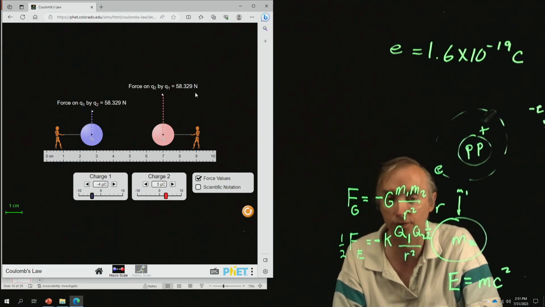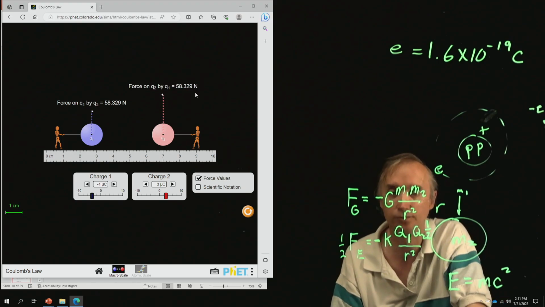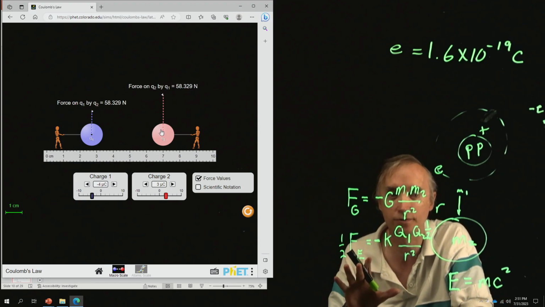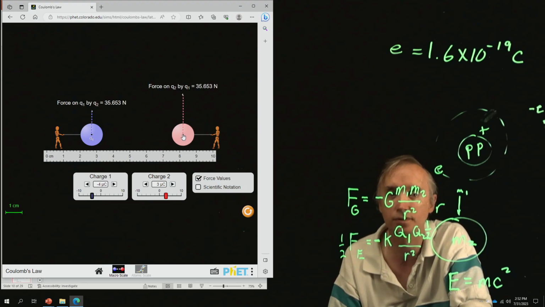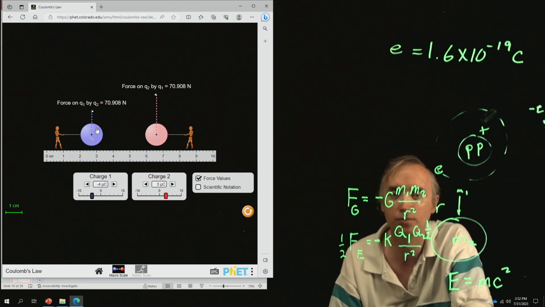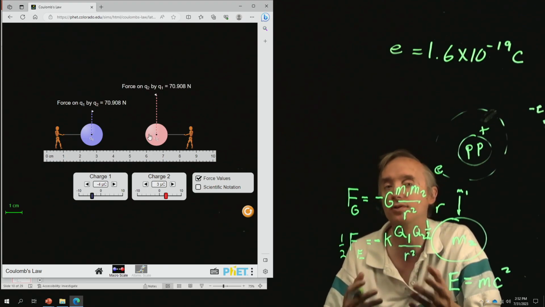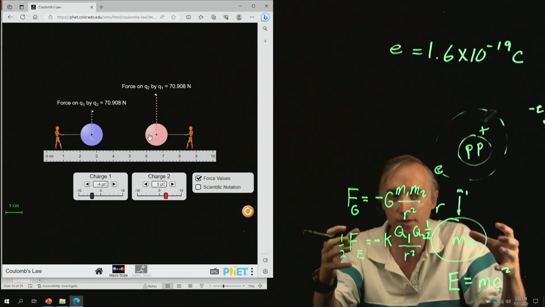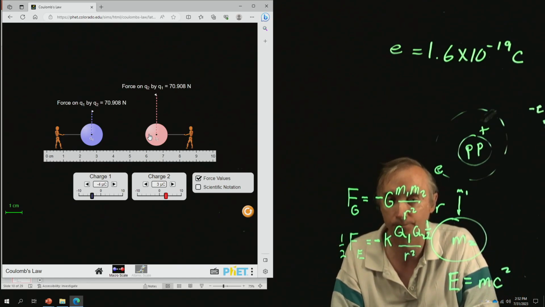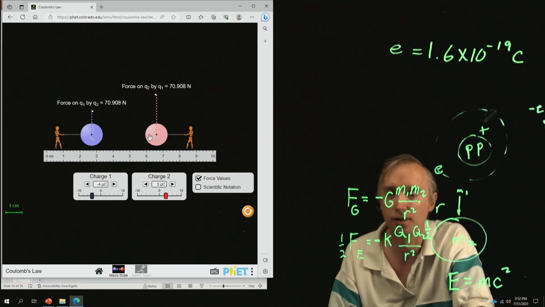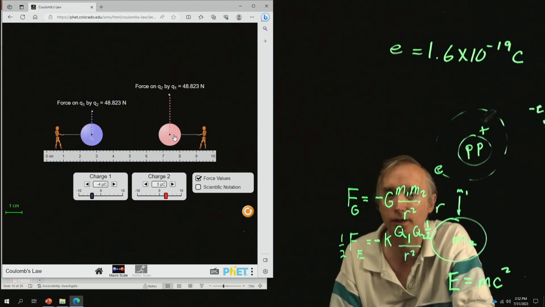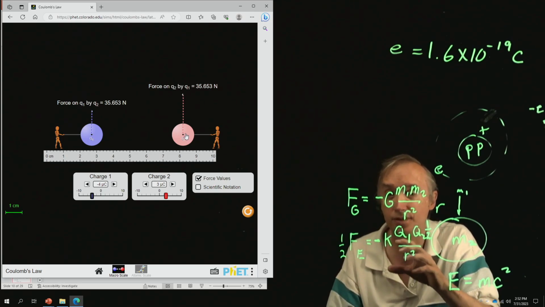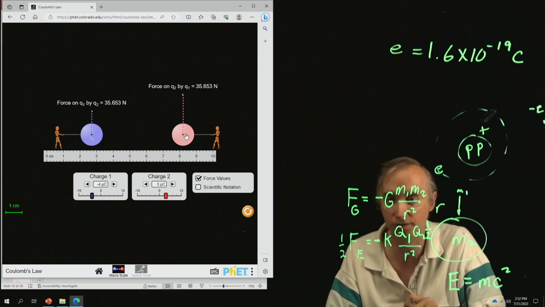All right, now what we're going to do is I want you, this time, to make a prediction, and what I want you to do is to increase the distance between the two balls, and make a prediction as to what you think is going to happen to the force if you increase the distance between them. Okay, did you do it? All right. So this time, if we increase the distance between them, it decreased the force.